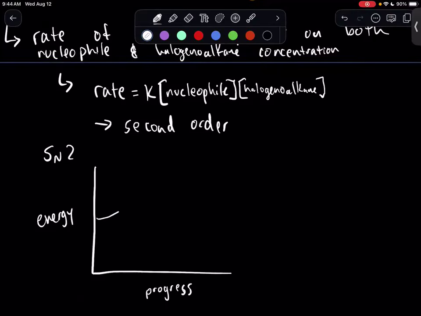Because this occurs in one step, we can just assume what we would see as a standard energy profile. We have our reactant, we have our transition state, and having the highest energy, you can really see how unstable it is, and then we have our product.